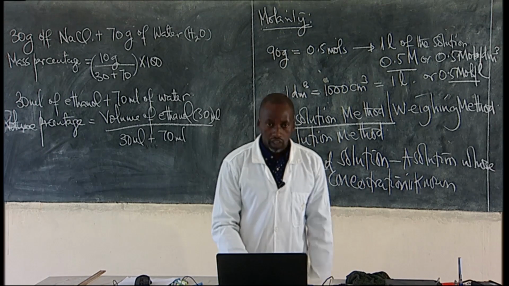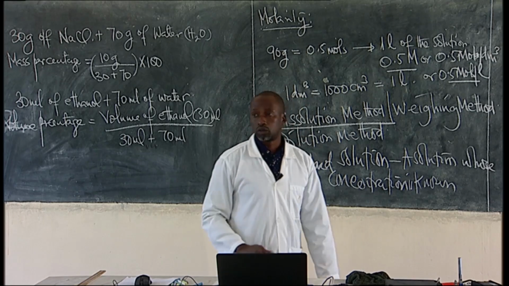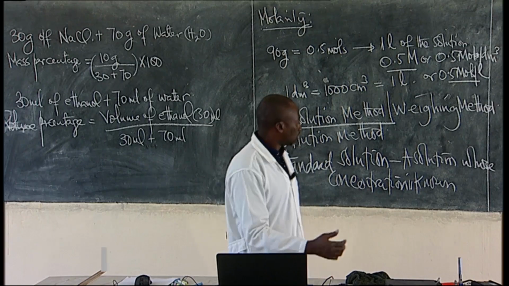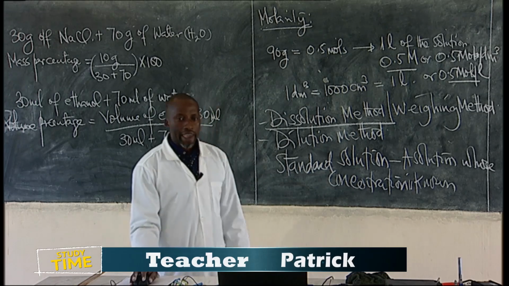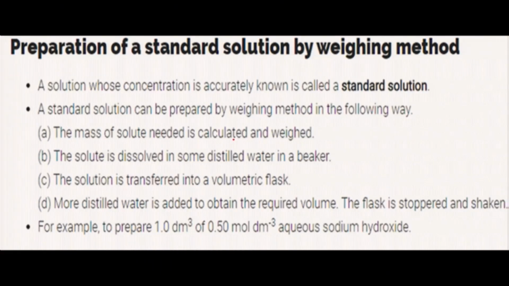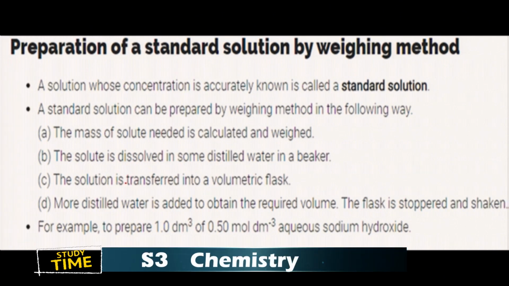So for example, here, there are certain steps that you have to go through when you are preparing this standard solution, which we said is a solution whose concentration is known. Step number one, you'll need to weigh the mass of the substance, that is the solute, because once you are making the solution, you need the solute and the solvent. Those two main components. So you need to weigh the mass of the solute. Two, the solute has to be dissolved in a solvent. And that solvent, in this case, we are using water.